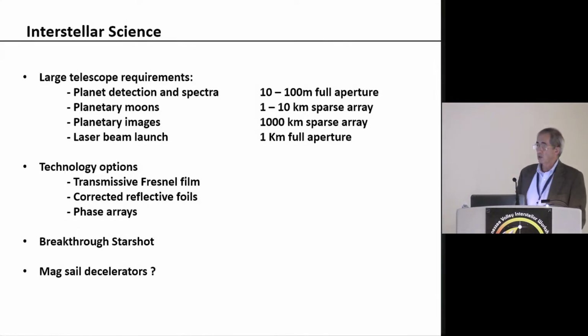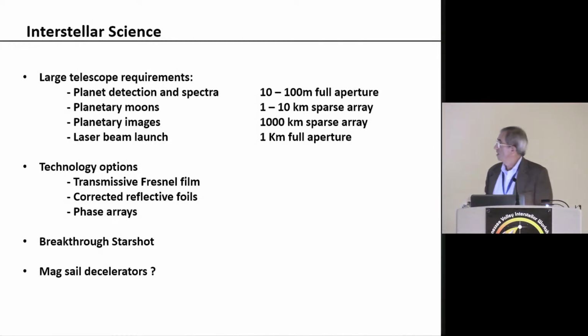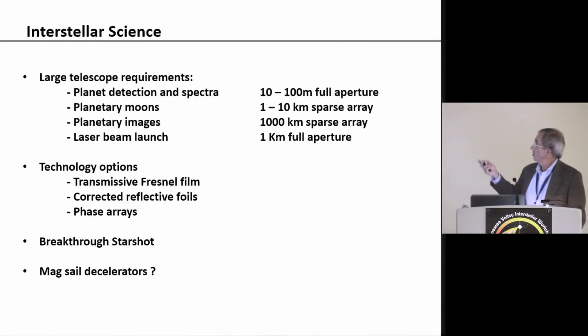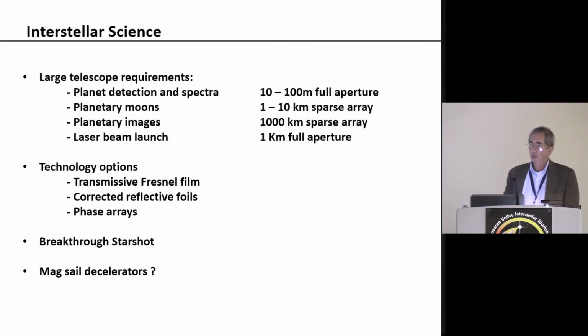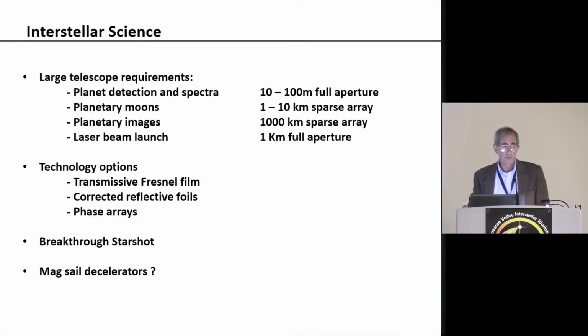To be able to distinguish a moon from the planet that's circling another star system, you need to get to interferometry, and you're looking at 1 to 10 kilometer baselines to get that sort of resolution. You will fill these apertures maybe with these 10-meter telescopes. Planetary imaging, the final thing everybody wants to get to, is incredibly hard. You're looking at 1,000 kilometer and longer baselines in sparse apertures.